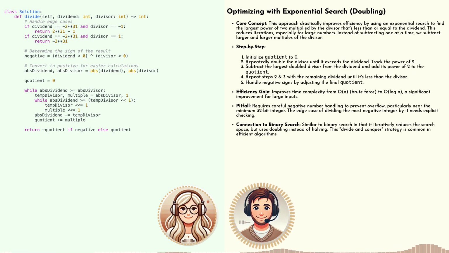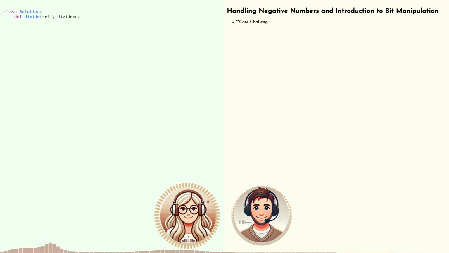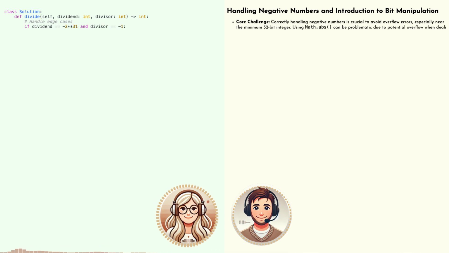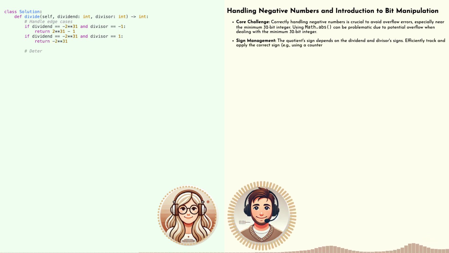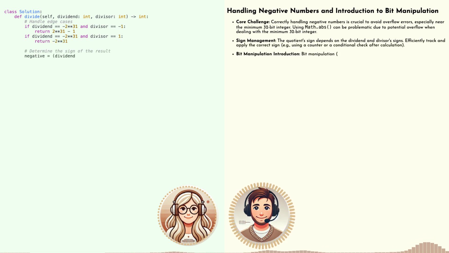But before we get too excited, there's something we haven't talked about yet. Negative numbers. Oh yeah, you're right. Negatives can get tricky. What if the dividend or the divisor or both are negative? How do we handle that? I'm not sure. It seems like dealing with negatives would add a whole lot of extra complexity.